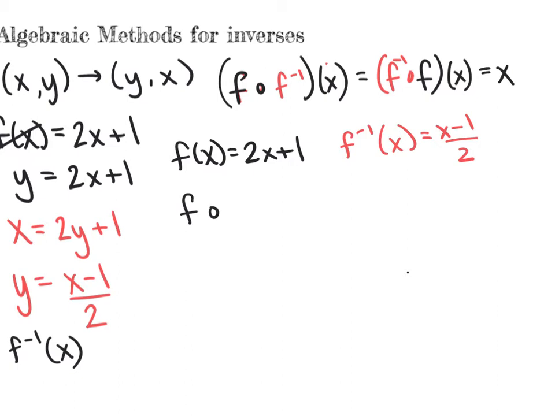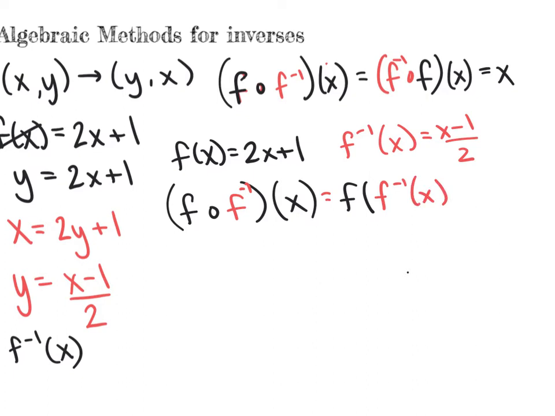I'm going to compose f of f inverse of x first. So remember, this really means take the f function and plug in the f inverse of x for that function. So when I do that, then that's 2 times x. But remember, for the x, I'm going to just leave the parentheses there, plus 1. And in those parentheses, I'm going to plug in f inverse of x, which is x minus 1 over 2.